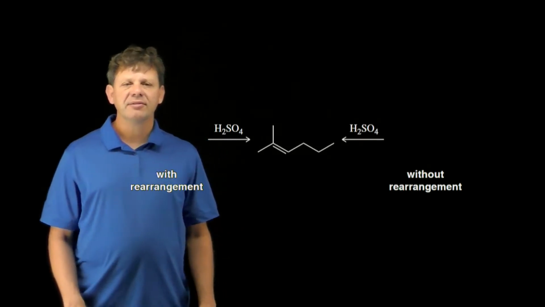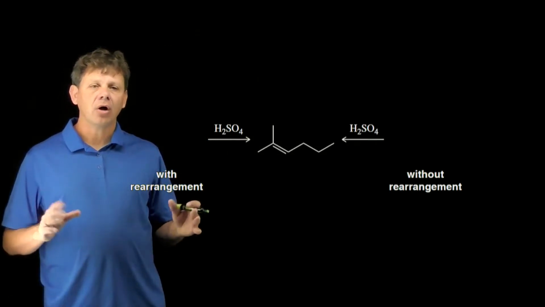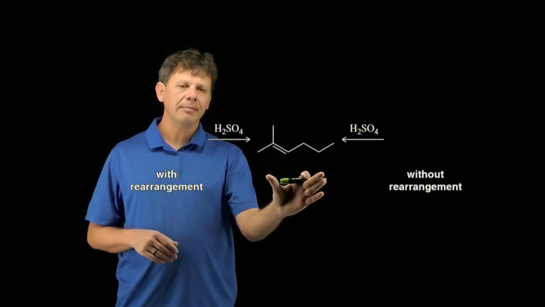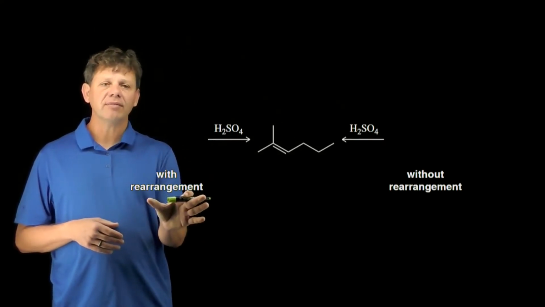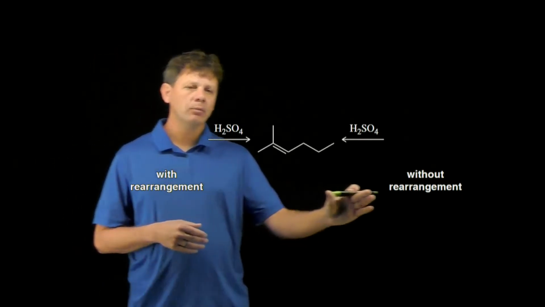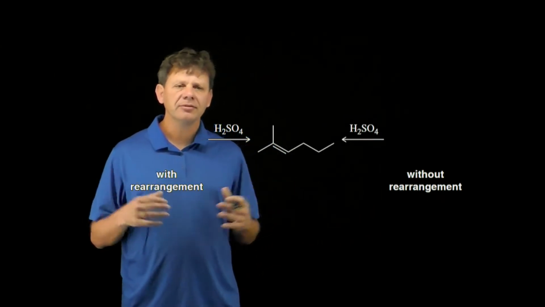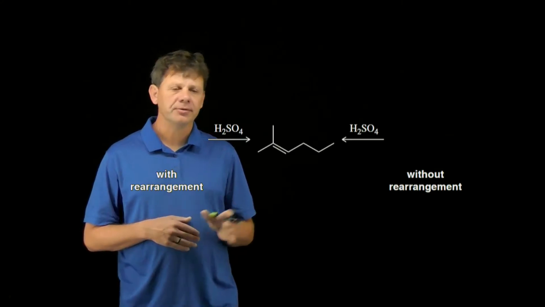This assessment asks us to give two possible alcohols that would give the same alkene product under dehydration conditions, noting that one of them will occur with rearrangement and one of them without. Let's do the one without rearrangement first.